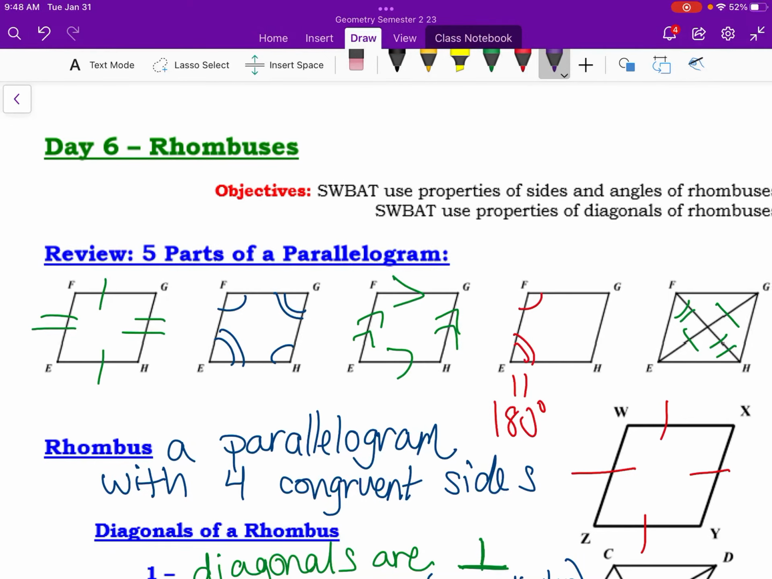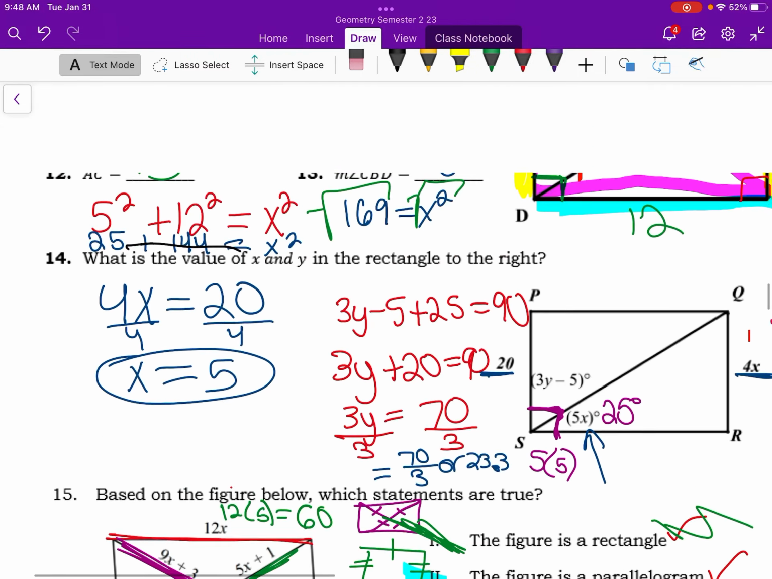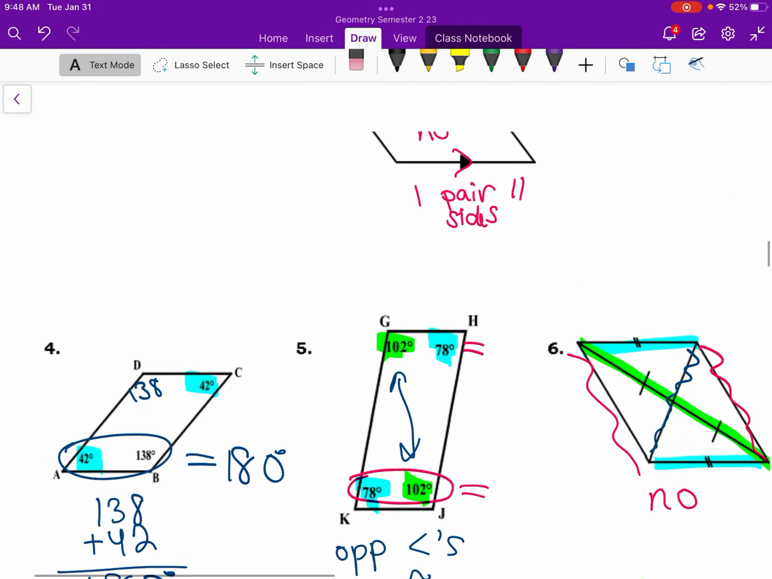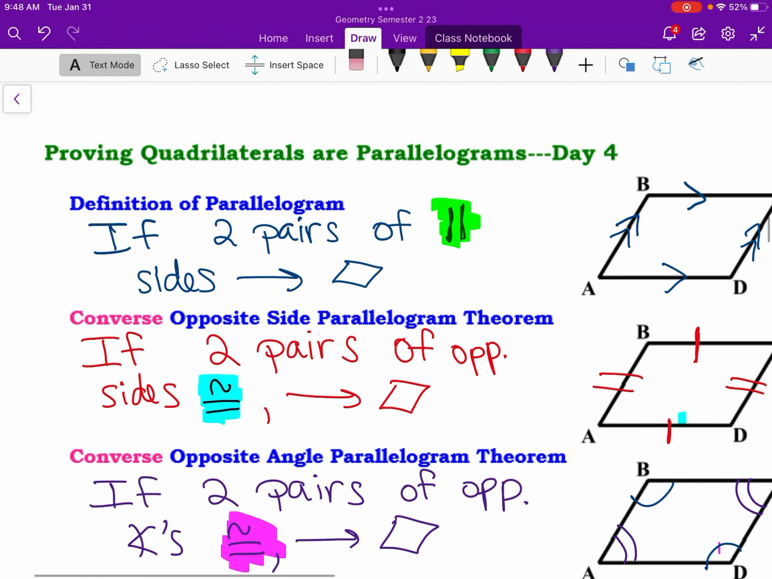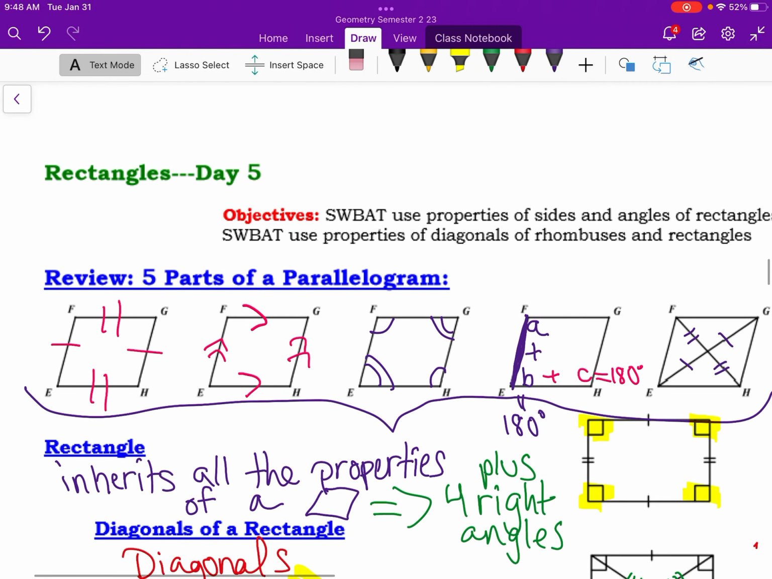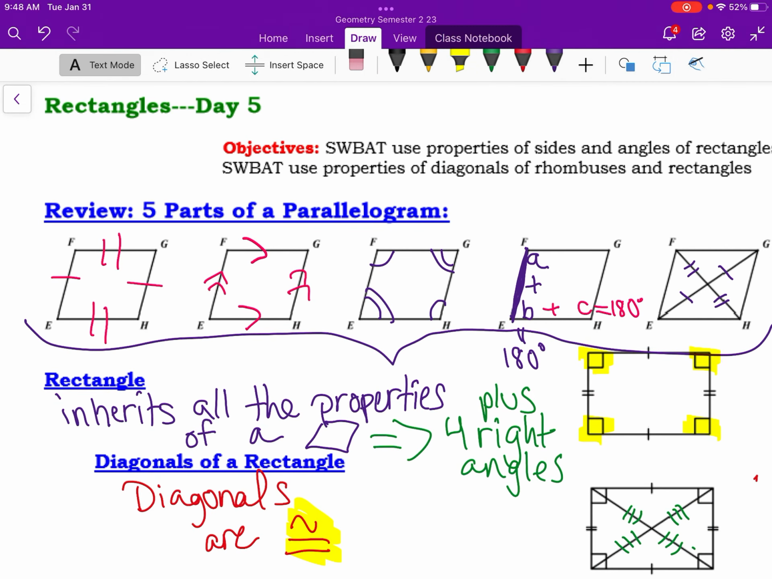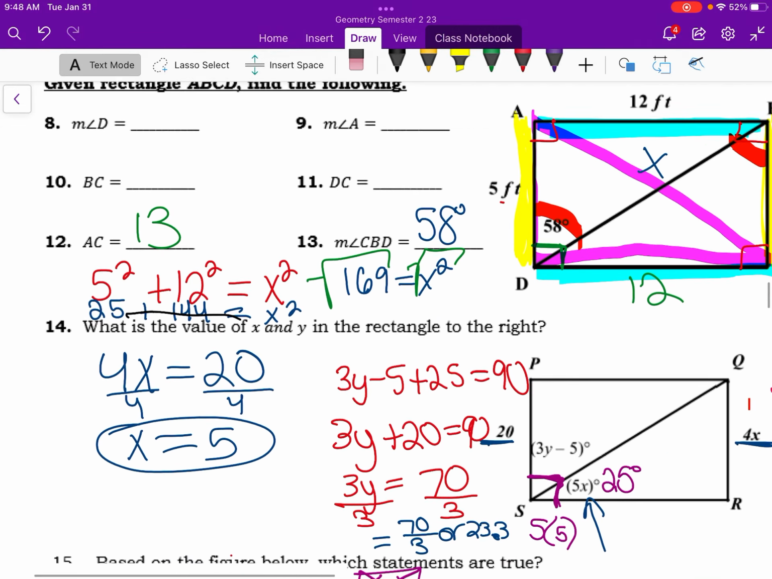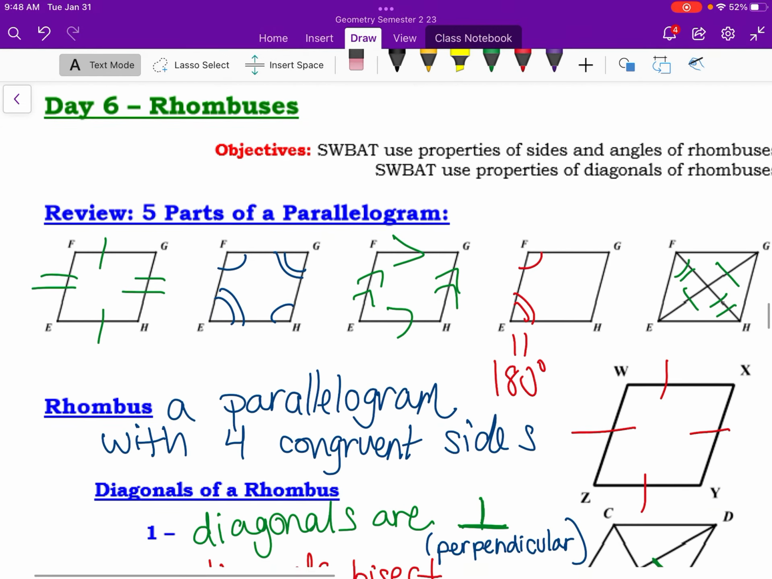We are now going to be talking about a rhombus, also known as a rhombi. If you remember, if we scroll back, we started with this idea of a parallelogram. Then day 5 was about a rectangle, which is one of the children of a parallelogram. The other child is known as a rhombus. So that's what day 6 is.